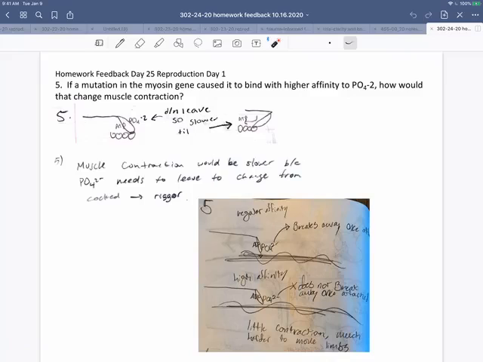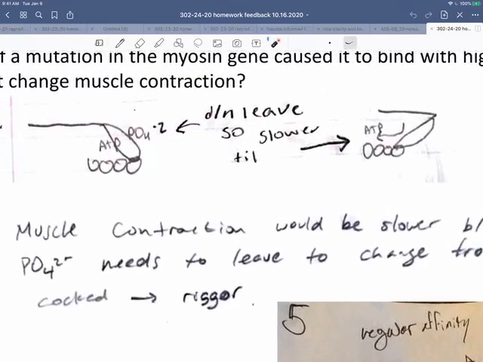What if you had a mutation in the myosin gene that caused the protein to bind with higher affinity to phosphate? How would that change muscle contraction? So, multiple possible answers. Here's one. The phosphate, shown in a sketch, the phosphate stays. So even though it's bound, we are slower to release that phosphate. And so because we're slower to release that phosphate, this should be ADP.